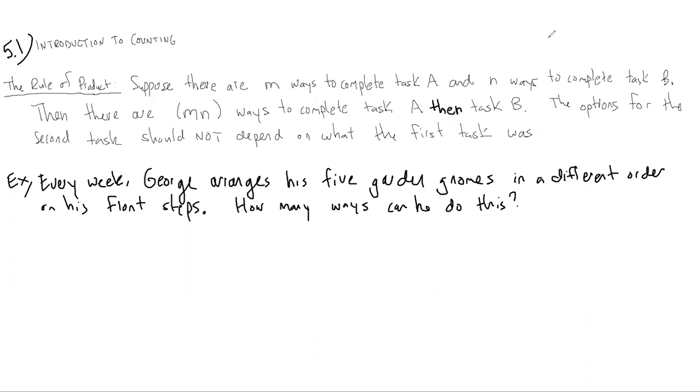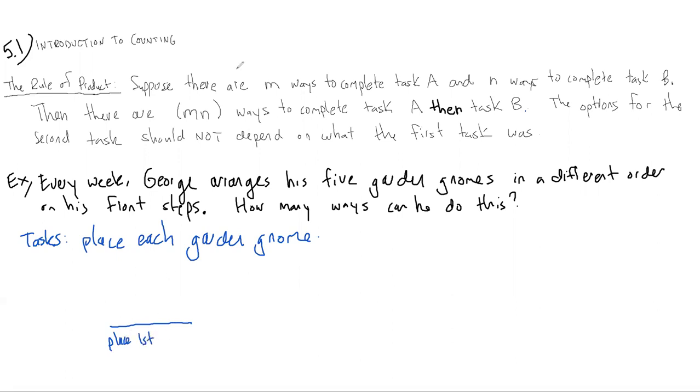So we need to split this into tasks that we would do. So if he's got these 5 garden gnomes and they're all getting ordered, the task is going to be placing each individual garden gnome. And so what we can do for this, usually when I do the product rule, I like to make these just little slots for each task. So task 1 is going to be place the first gnome. Or I guess maybe instead of this, I'm going to do put gnome in position 1.